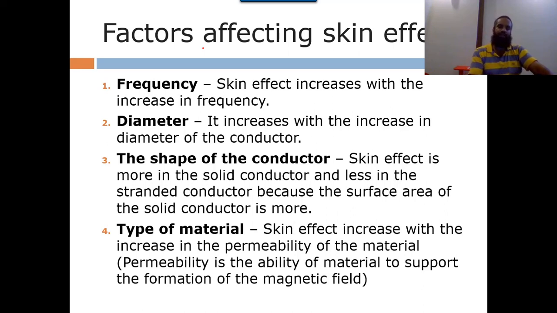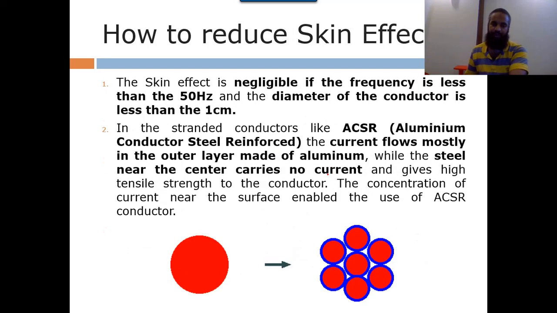Similarly, the skin effect is also dependent on the material. If the permeability of the material is increased, then the skin effect also increases. And permeability is basically the capability of the conductor to support magnetic flux. So these are the four parameters by which the skin effect may be disturbed, may be improved.